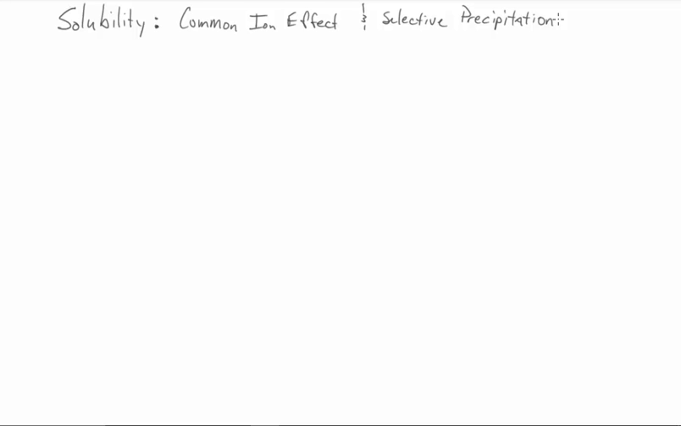Today what we're going to do is take a look at solubility equilibrium, and specifically for solubility equilibrium, we're going to look at the common ion effect and selective precipitation. So we're going to start with the common ion effect.